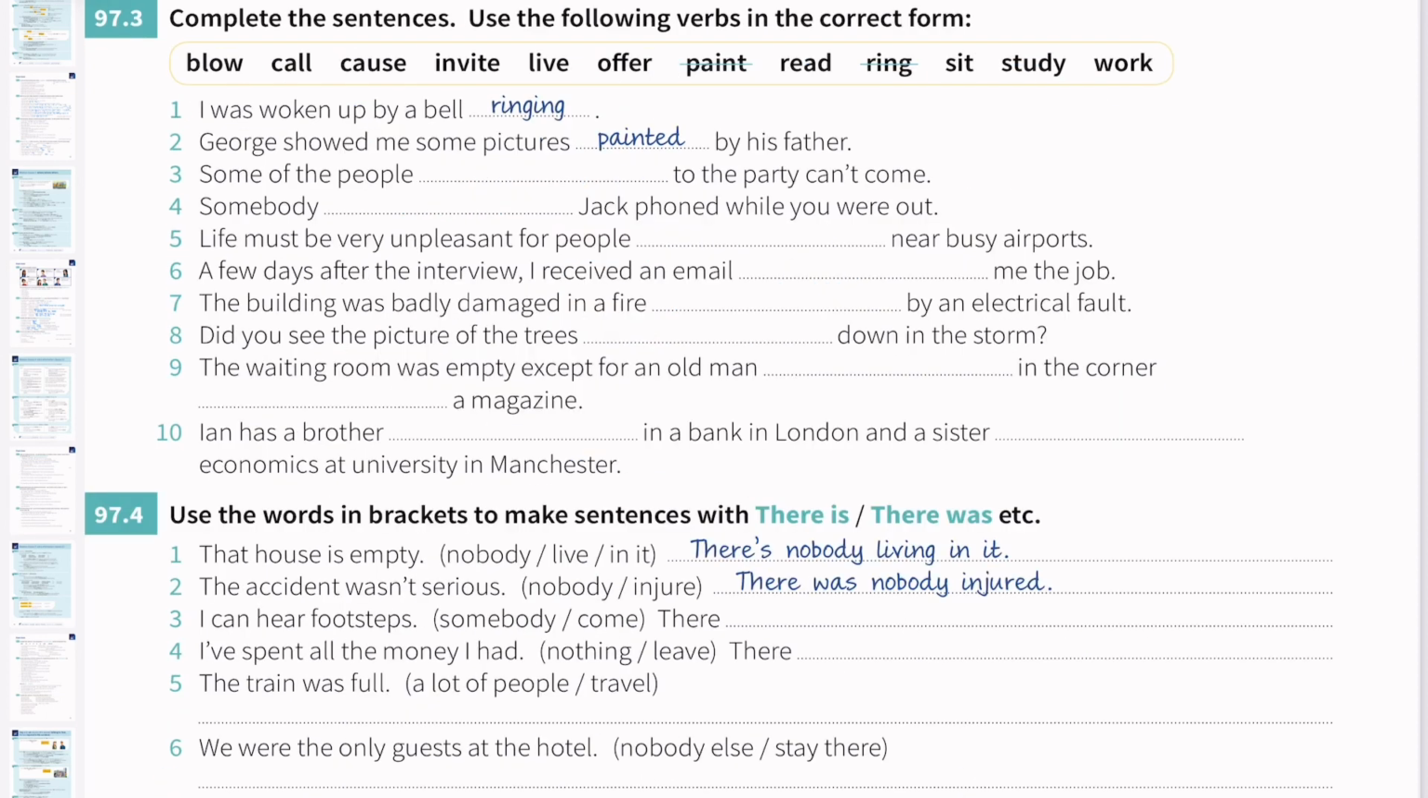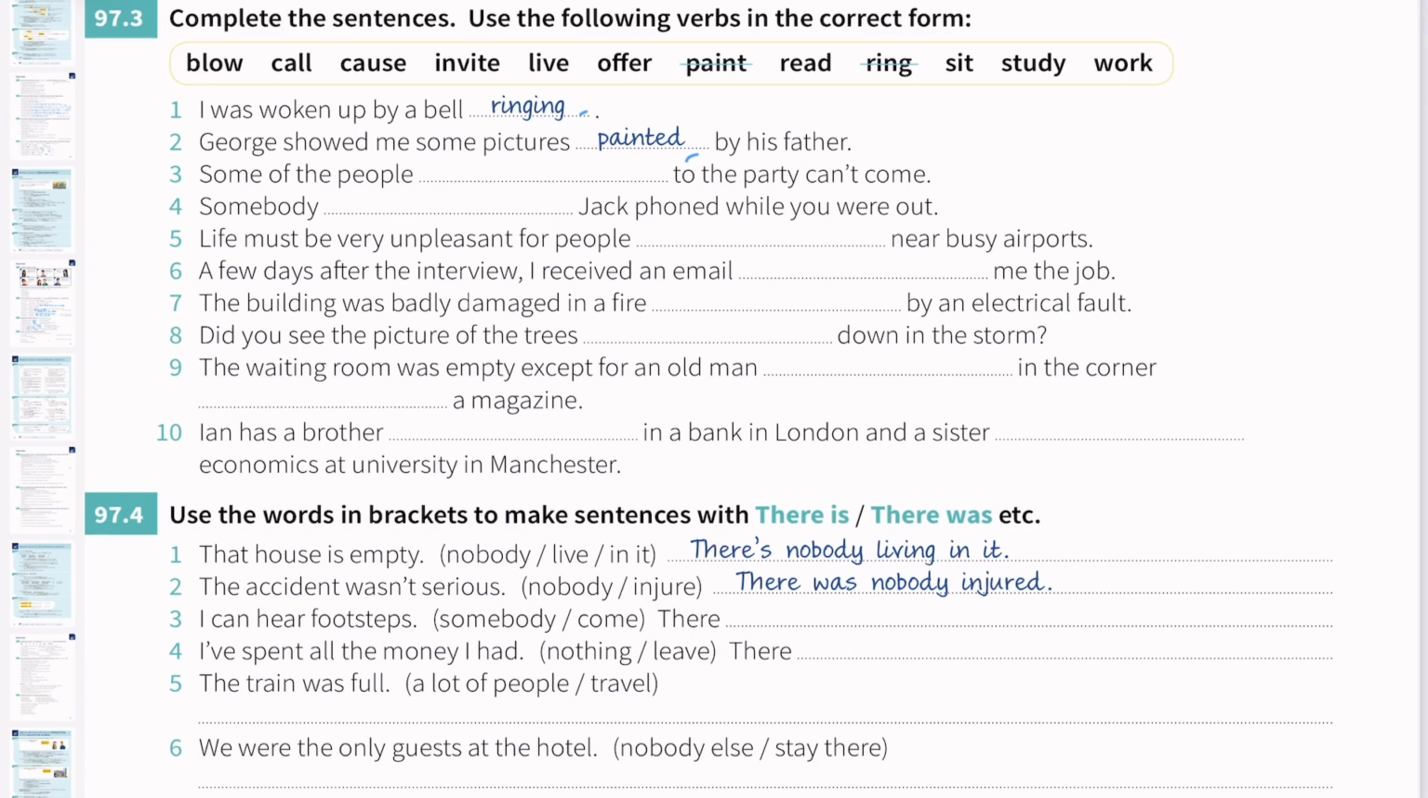And now we're gonna finish with these exercises. Complete the sentences. Use the following verbs in the correct form. Example, I was woken up by a bell ringing. And then number 2, George showed me some pictures painted by his father. I hope you understand the difference between ing clause and ed clause.